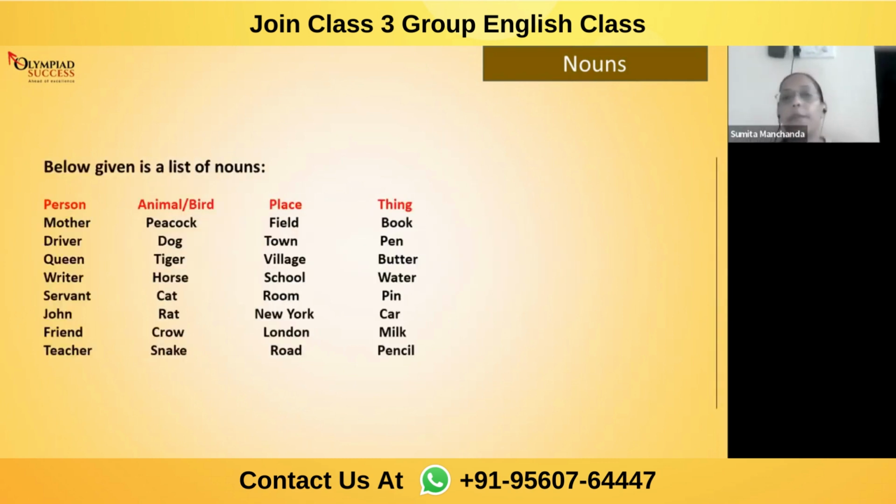Okay. Now, see, these are list of nouns. When I talk about person, it can be name also, and it can be the words like these common ones: mother, driver, queen, writer, servant, John, friend, teacher. When I say person, that doesn't mean that it will only be the name. We do have proper and common noun both. So mother, servant, friends, teacher, queen, writer, driver, all are also taken to be as a noun and are included in person only. Animal or bird, like peacock, dog, tiger, horse, cat, rat, crow, snake. Peacock is a bird, dog is animal, tiger animal, horse animal, cat, rat, all animal, crow, bird, snake, animal. These are a few examples. These are not the only ones, okay?